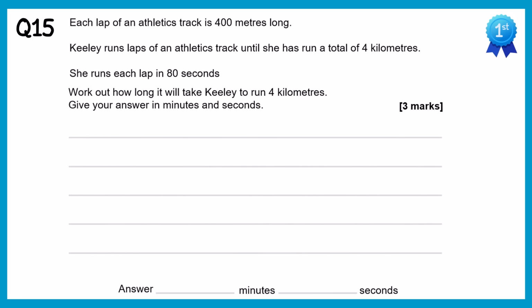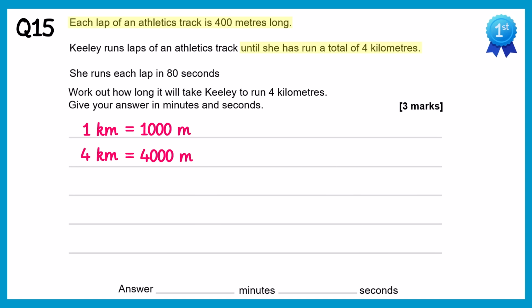In this question, we're told a lap of an athletics track is 400 meters long. Keely is going to run laps of the track until she's run a total of 4 kilometers. The first thing we need to do in this question is convert that 4 kilometers into meters. You should know that 1 kilometer is the same as 1,000 meters. So for 4 kilometers, we need to multiply 1 kilometer by 4. And if we do 1,000 meters times 4, we get 4,000 meters. So instead of running 4 kilometers, we can think of her as running 4,000 meters.